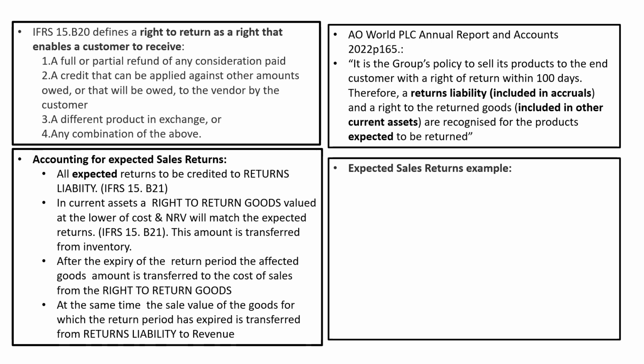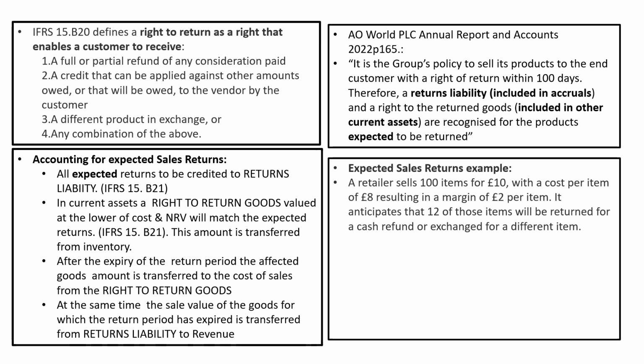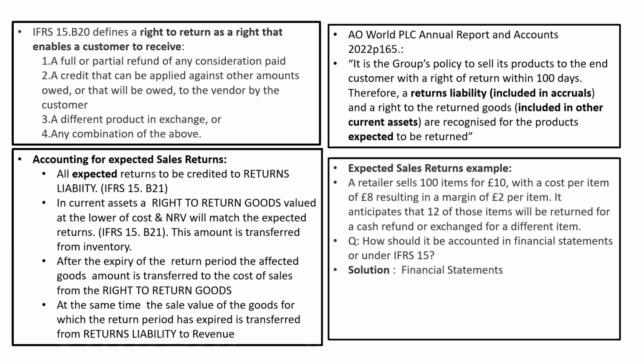Let's look at an example of how we do the accounting entries for expected sales returns. A retailer sells 100 items for £10 with a cost per item of £8, resulting in a margin of £2 per item. It anticipates that 12 of those items will be returned for a cash refund or exchange for a different item. Question: how should it be accounted for in financial statements under IFRS 15?